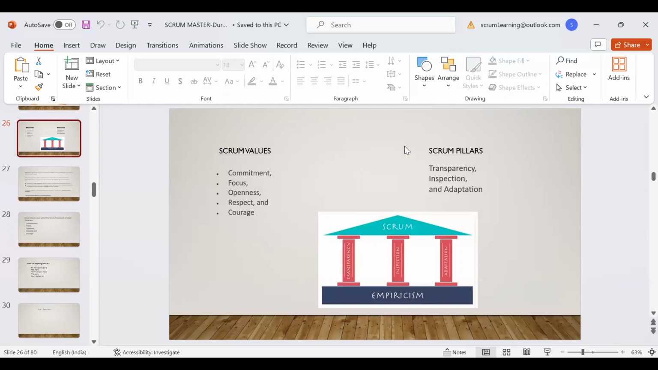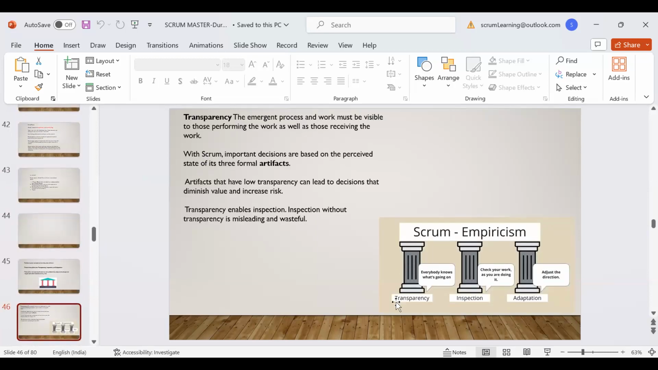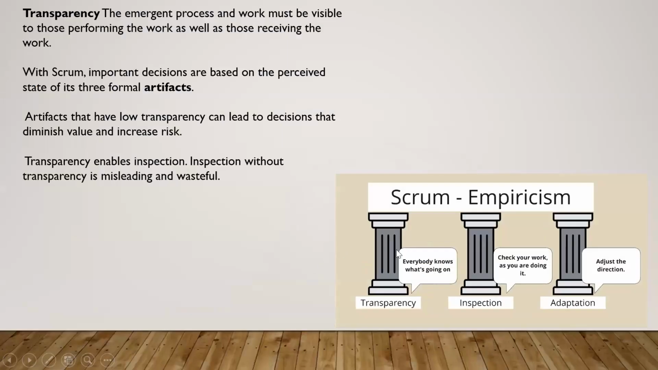These are the pillars of the Scrum: transparency, inspection, and adaptation. We have discussed this. Without these three things existing together, it doesn't work. Let me take 2 minutes here. Transparency means everybody knows what's going on. Inspection means checking what you're doing. Adaptation is adjusting your way of working. So these are the three pillars of the Scrum.